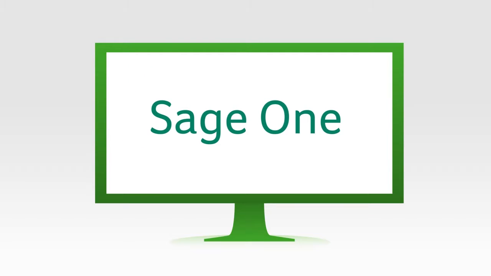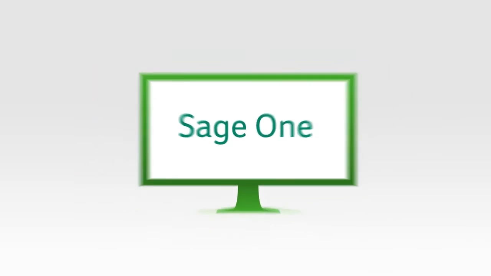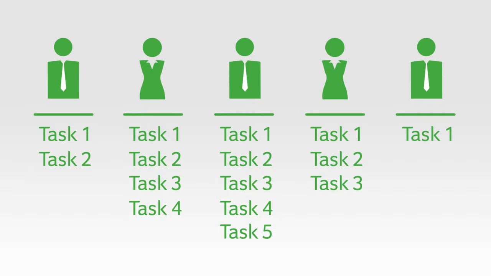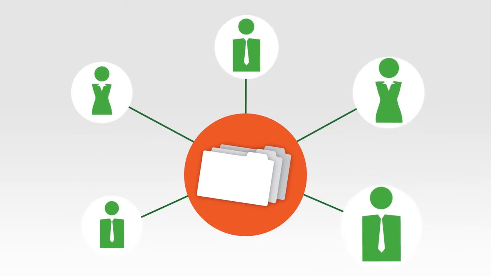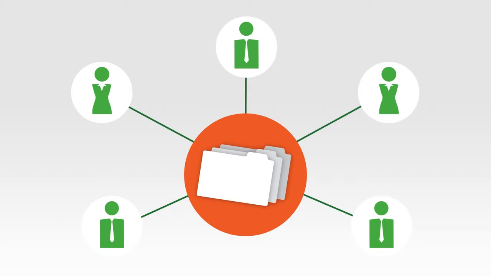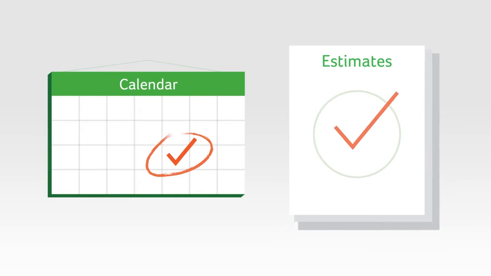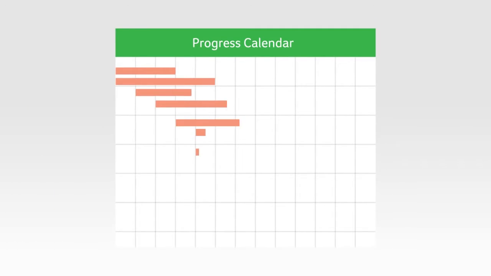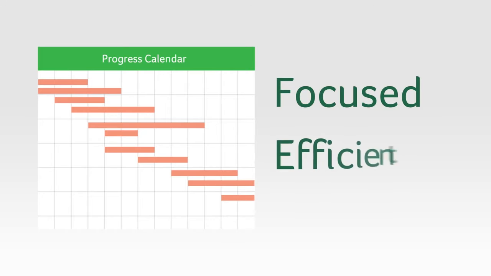Through one central hub, Sage One makes it easier to create and manage tasks for your team. Share and access files from one place, anytime, anywhere. Even review dates and estimates and monitor the progress so you can stay focused and remain efficient.